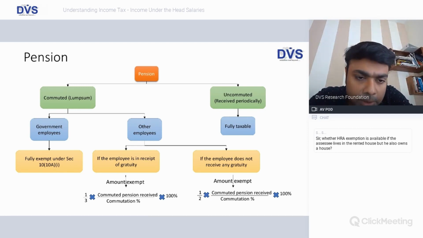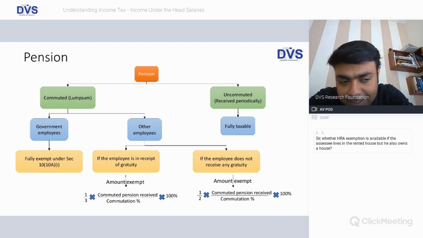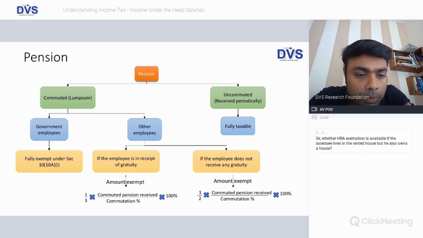If he receives gratuity, then one third of the full value of commuted pension, let us assume in our example, the total value of commuted pension is 30 lakhs and he gets 15 lakhs, which is half. And assuming he also gets gratuity. In such cases, one third of full value of commuted pension, so one third of 30 lakhs, which is 10 lakhs, will be exempt. So out of the 15 lakhs he receives, 10 lakhs will be exempt, and the balance 5 lakhs he has to pay tax.